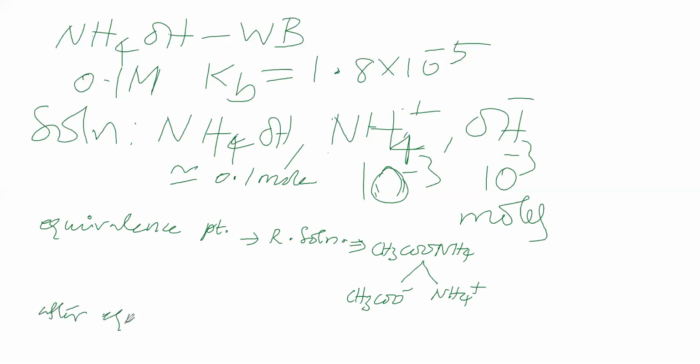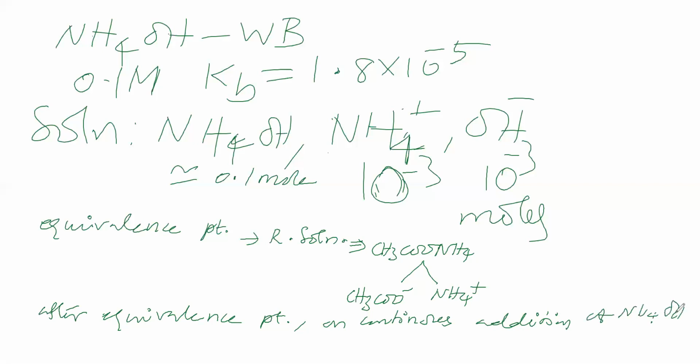Now we have reached the equivalence point. After the equivalence point, on continuous addition of ammonium hydroxide solution, how the contents will be there, that we will see. Sir, we have reached the equivalence point, and after it we are adding ammonium hydroxide continuously. The resultant solution contains what?